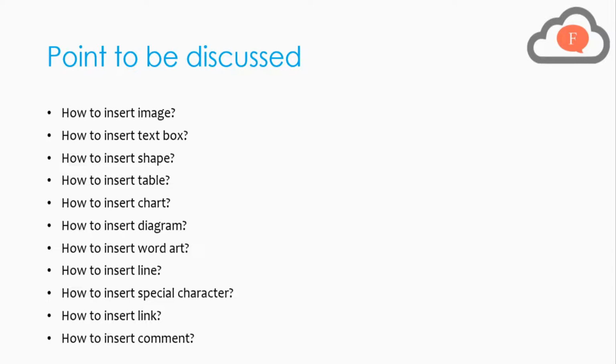From inserting image to text box to shape to table to chart, diagram, word art, line, special character, link and comment. All these points are available in the insert section, which we will cover in today's video. To understand each and everything in detail and how they work, we will go in Google Drawing and tell you how you can operate them in your Google Drawing.